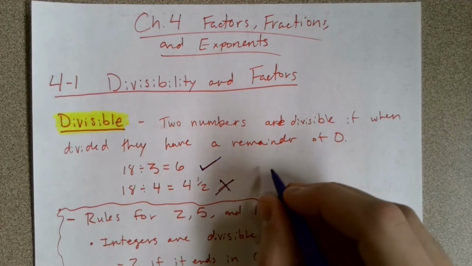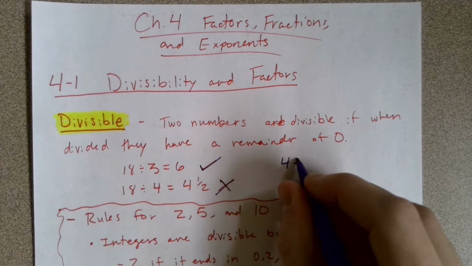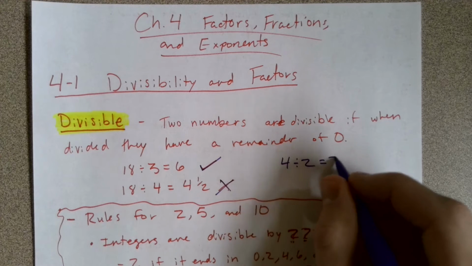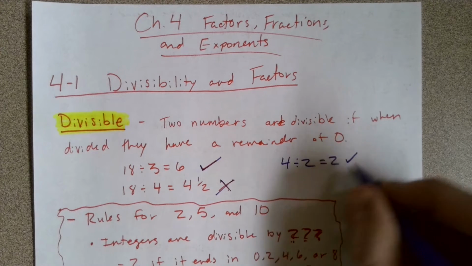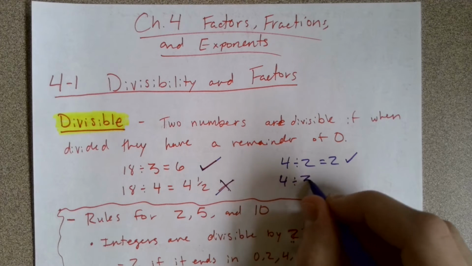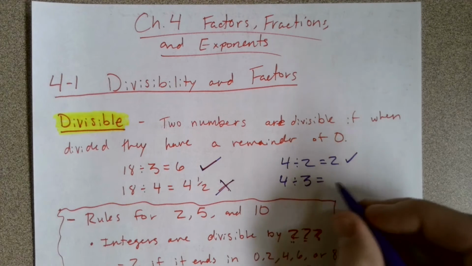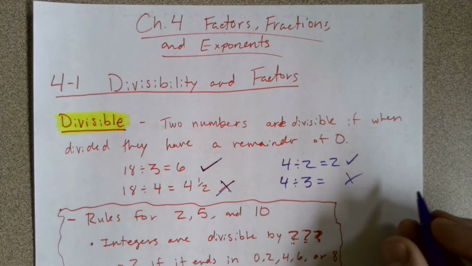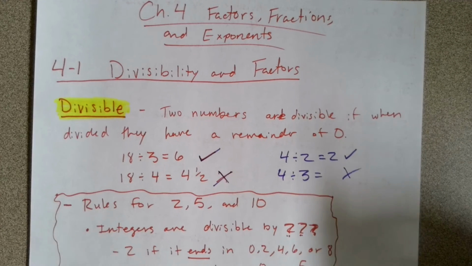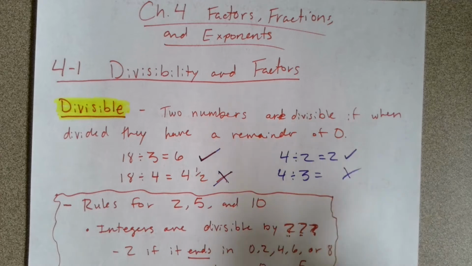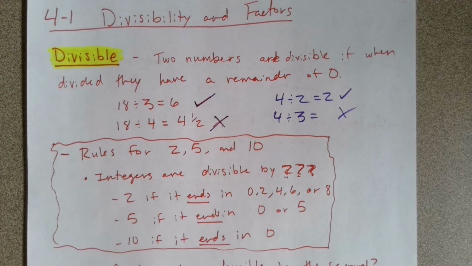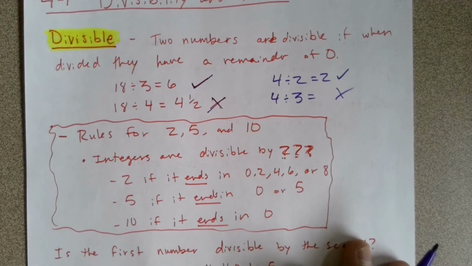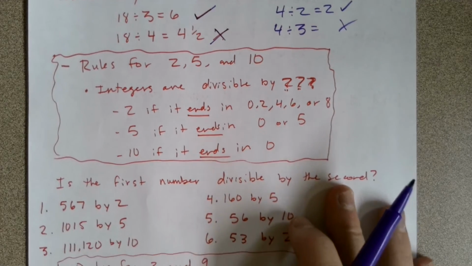Another example real quick. If we did 4 and we divided that by 2, that would go in evenly as 2. That would check off. If we did 4 divided by 3, that's going to be a decimal. That's going to be a fraction. That's not going to work out for us. There's going to be a remainder there. It wouldn't even be 1, it'd just be a fraction. So numbers that fit in evenly are going to be our divisible numbers. Otherwise, they are not divisible.